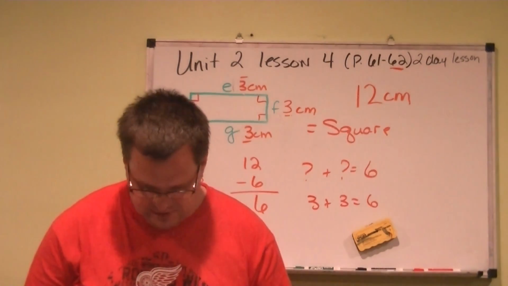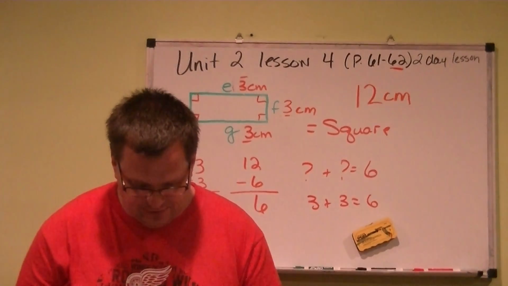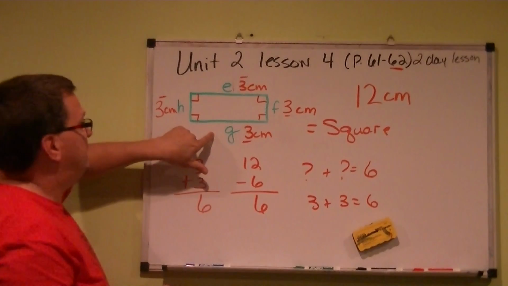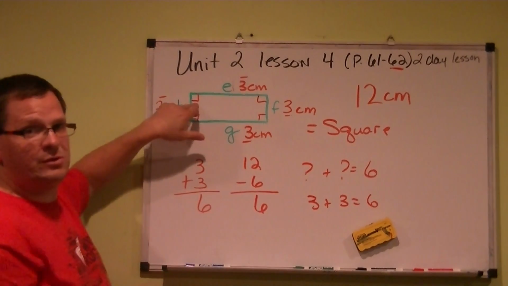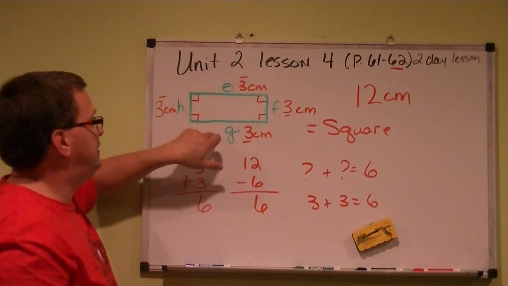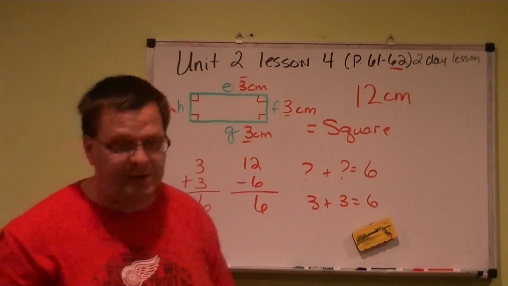Going back to page 62, what they want you to do is draw different rectangles on the grid. Remember, rectangles have to have parallel lines, and they have to be perpendicular in the corners. So H and F would be parallel, E and G would be parallel. And go from there. And remember what a square can be.